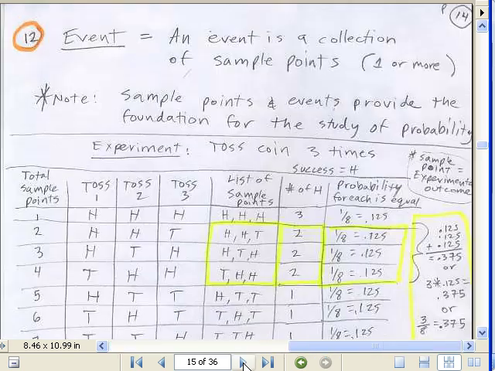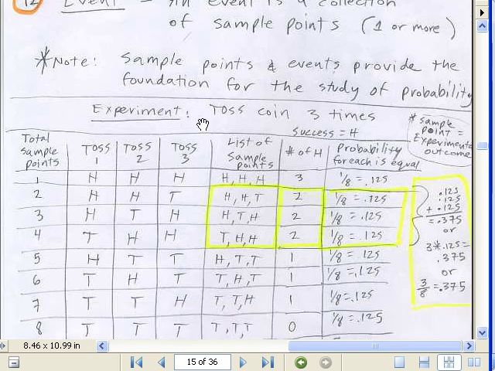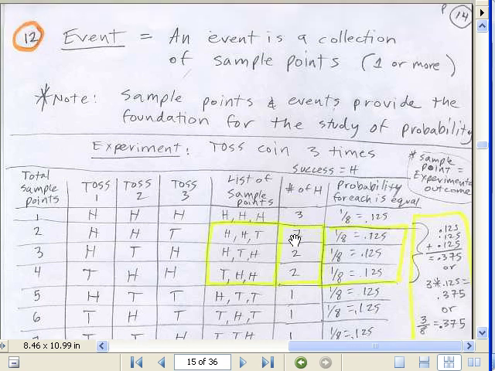Let's go to our next page. An event. We have to define what an event is. An event is a collection of sample points, one or more. So let's look at this experiment. We're going to toss a coin 3 times. Let's say we wanted to calculate the probability that we get 2 heads. You might be tempted to just go head, head, tail. Oh, there's only one of them.